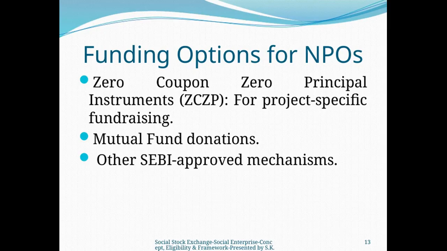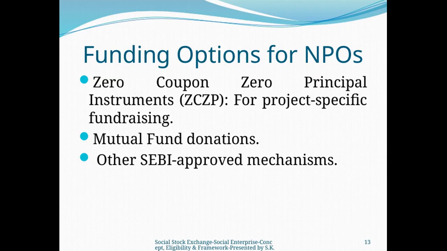Let's take a closer look at some of the funding options available for NPOs. One interesting instrument is the Zero Coupon Zero Principal Instruments, or ZCZP. These are particularly useful when you're focusing on project-specific fundraising, allowing organizations to raise funds without the immediate repayment burden.